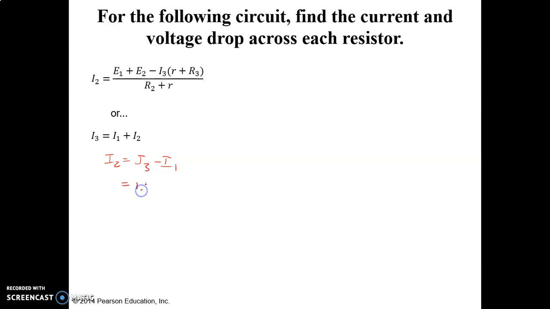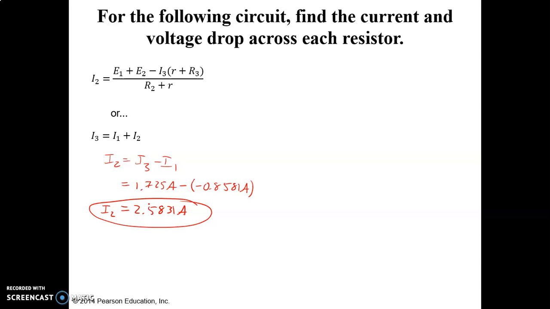I3 we found was 1.725 amps, and I1 we calculated as a negative 0.8581 amps. I have to keep the negative in because when I first set up all of these equations, I had assumed a direction for I1, so I have to maintain that direction for the rest of the problem, so that negative needs to stay in there. When you add that up, you end up with I2 equaling 2.5831 amps.